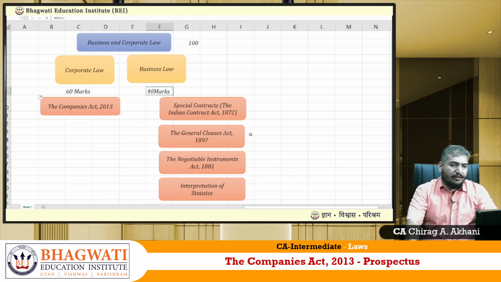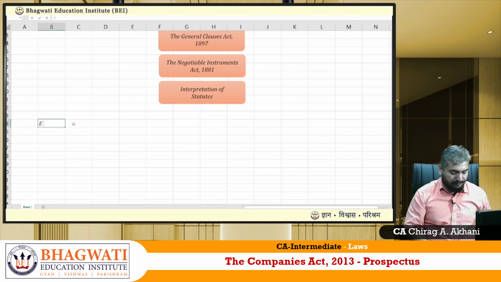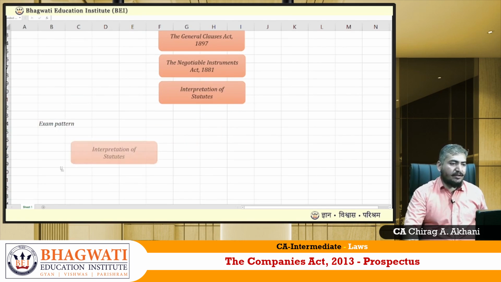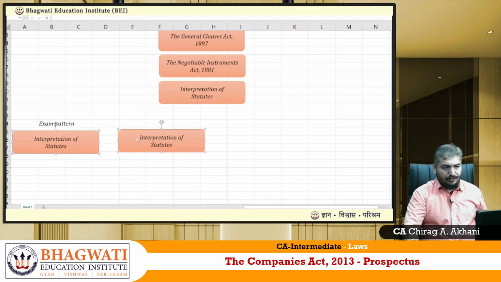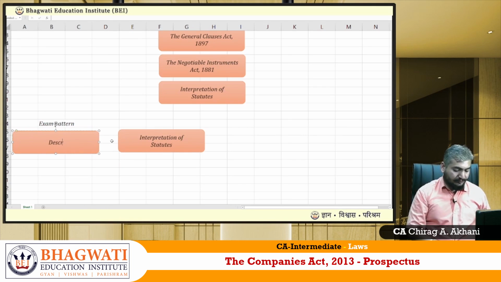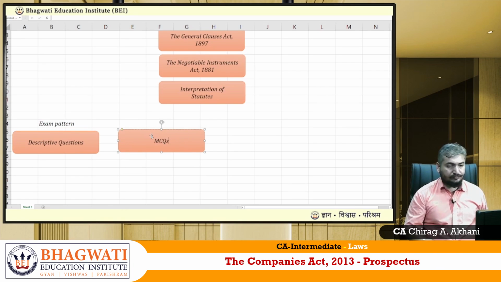Now the question comes that, okay fine, what about the exam pattern? What are we going to learn in the exam? So let me tell you, as far as the exam is concerned, the exam technically has two parts to face. The first one is the descriptive questions, and the other part is the MCQs. MCQs and descriptive questions.